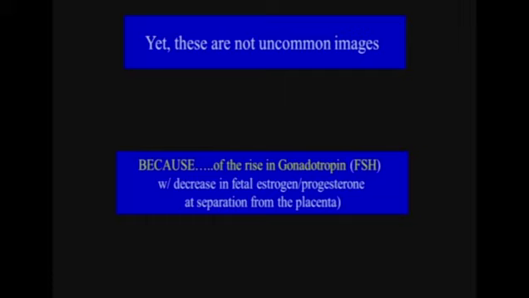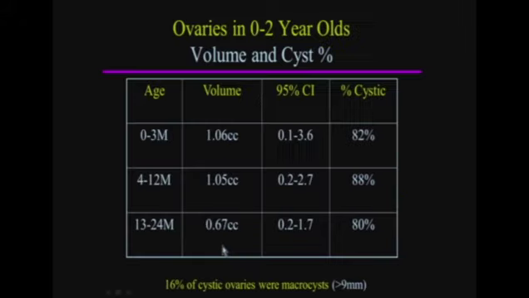And it ends up it's not a structure that is lying fallow, so to speak. Particularly in the neonate, the rise of gonadotropin, FSH, follicle-stimulating hormone levels, with a decrease in fetal estrogen and progesterone at the separation of the placenta, gives a reason why cysts are seen within neonatal ovaries. We studied the first 2 years of life and found that at 0 to 3 months of age, the average ovarian volume was 1.1 cc, but we had a range going all the way up to 3.6 cc, as large as some people were saying an adult ovary should be in the older, incorrect analysis of this. And we noted 82% of the ovaries to be cystic.